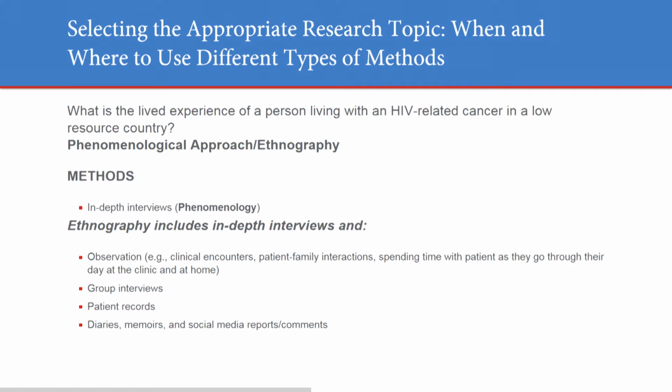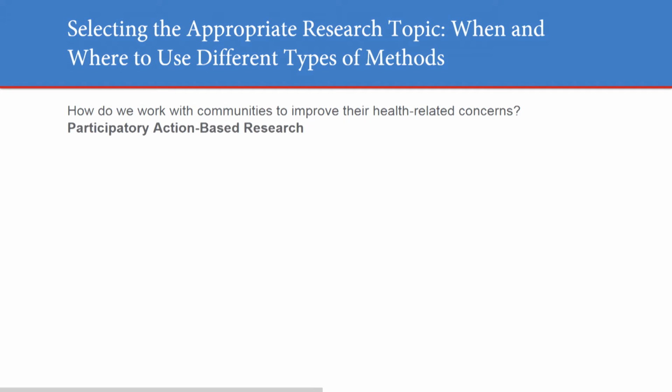So they provide useful information. So when and where, again, so how do we work with the communities to improve their health-related concerns? And this is participatory action-based research. You have initial meetings in the beginning with the community to identify their issues of concern.